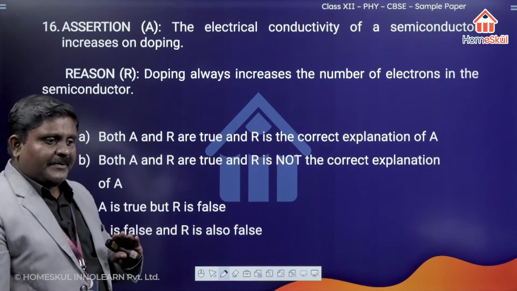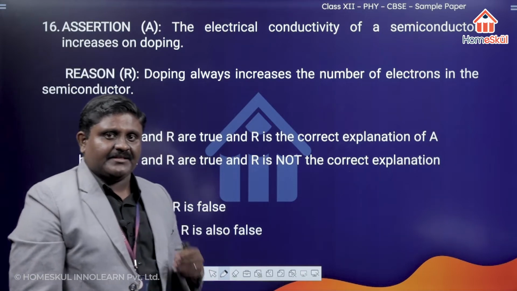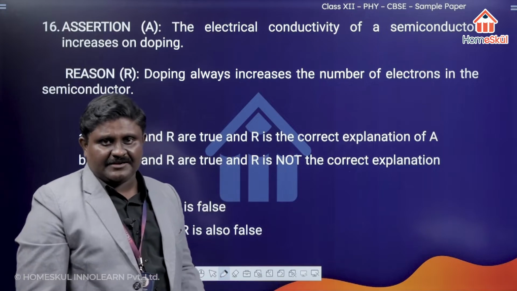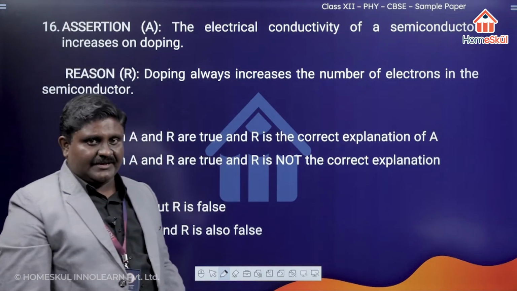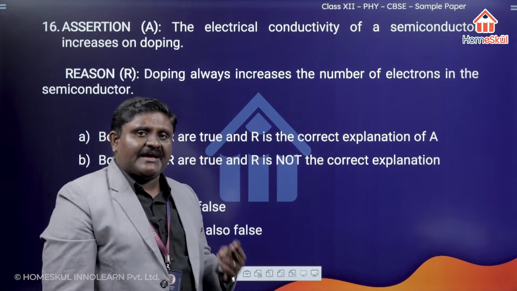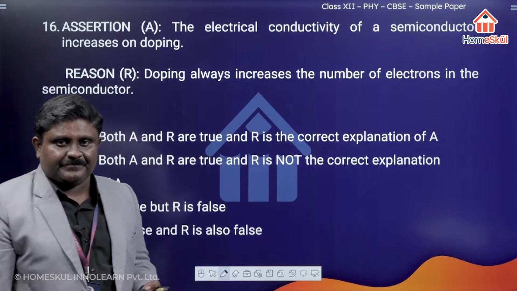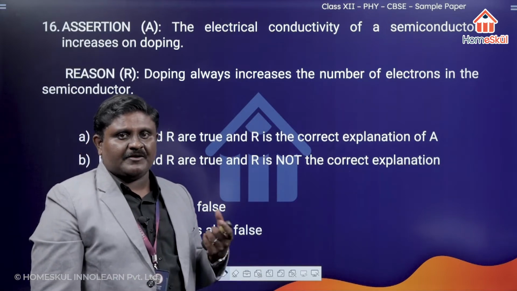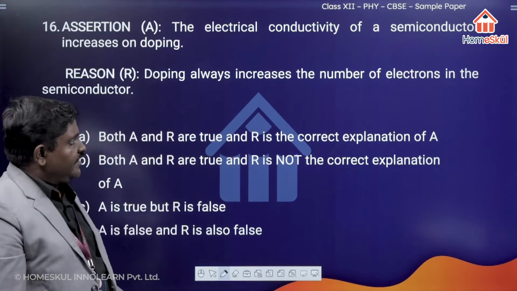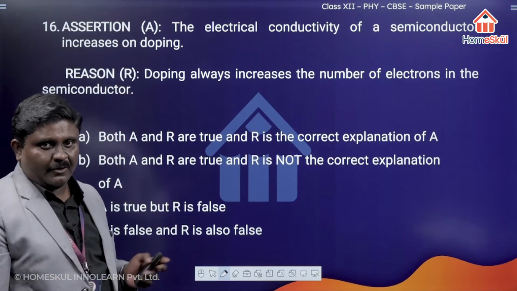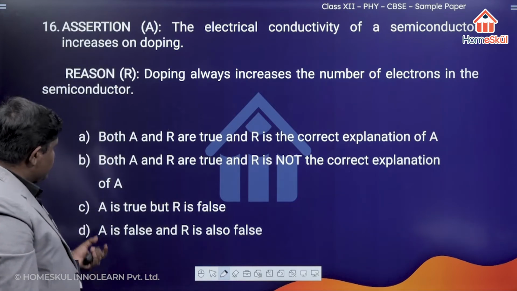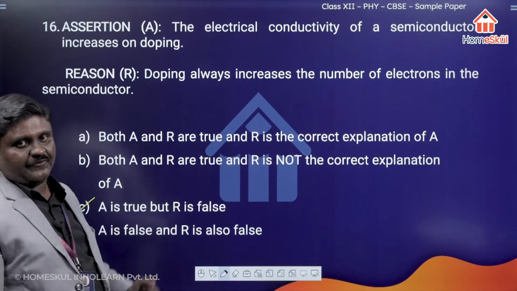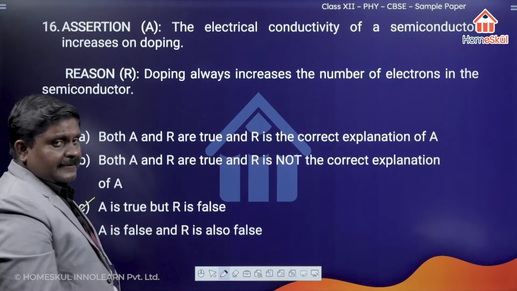Because doping is of two types, right? We have to dope a semiconductor with pentavalent impurity and trivalent impurity. When we dope with pentavalent impurity, the electrons will increase. Then what happens in trivalent? The hole concentration will increase, right? So the reason is wrong. So let's go for the options. See, option C, that is A is true but R is false. Clear? Okay.